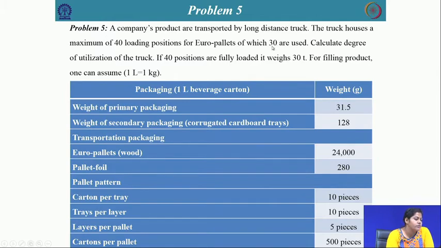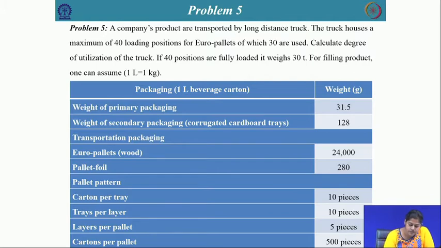So, we need to calculate the weight it is now carrying if 30 positions are fully loaded. Then only we can calculate the degree of utilization of the truck. It says the filling product weighs 1 liter equal to 1 kg, we can assume. So, we need to calculate the weight coming from the beverage. One liter beverage carton is there, and we need to calculate the weight of primary packaging, the weight of secondary packaging, and the weight of transportation packaging. So, these 4 weights we need to consider. So, coming to the solution of the problem.